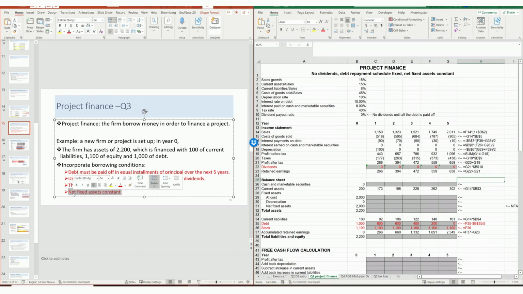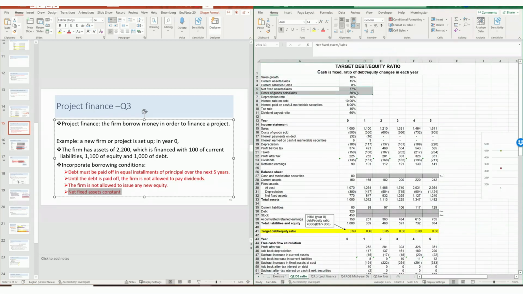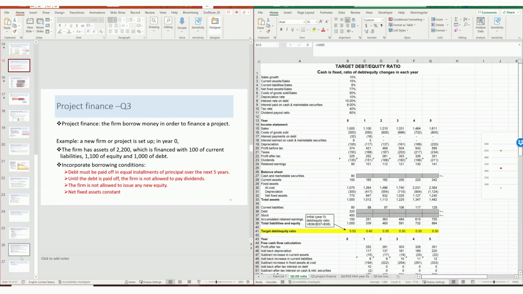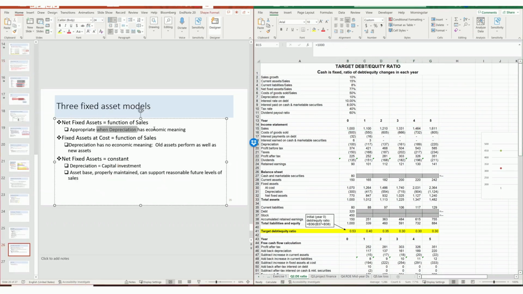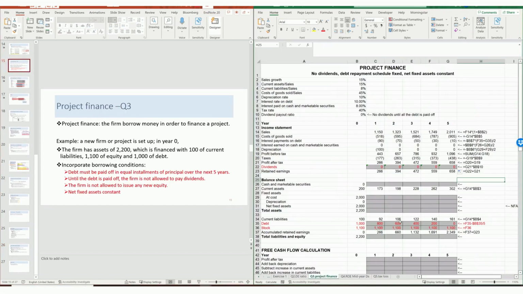Now let's look at the way to model net fixed assets here. In the previous model, our assumption for net fixed assets is net fixed assets over sales, and it is kind of proportional to the sales every year. So net fixed assets is actually growing. Now, if net fixed assets is growing, it means that the company's depreciation has economic meaning, that the company wants to expand their asset base. So that means net fixed assets is a function of sales, such that those assets can support the sales. So here, when net fixed assets equal a constant, let's see what happens. I'll go back here and here.